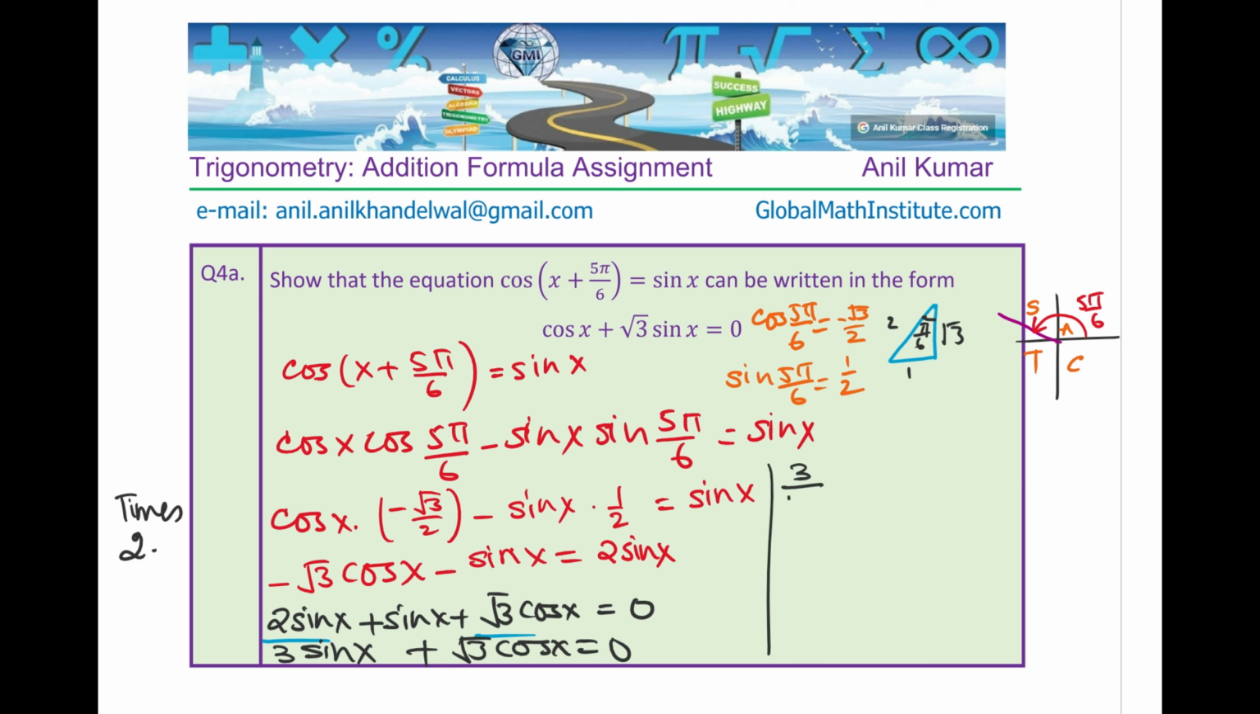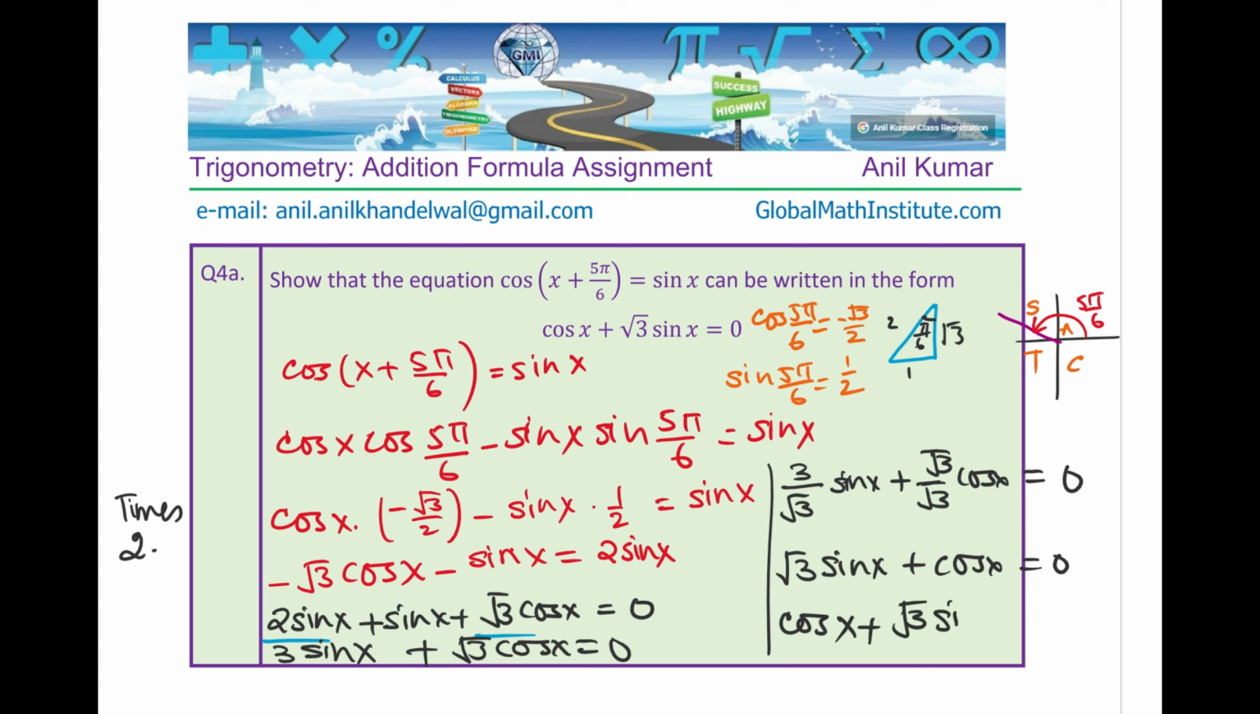Now if I divide by square root 3, I get 3 over square root 3 sin x plus square root 3 over square root 3 cos x equals 0. And that gives you square root 3 sin x plus cos x equals 0. Correct? And so we get that this expression is equal to cos x plus square root 3 sin x equals 0. Is that clear to you? So that is how we can get this particular expression.